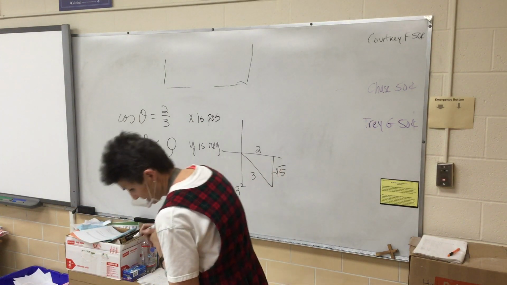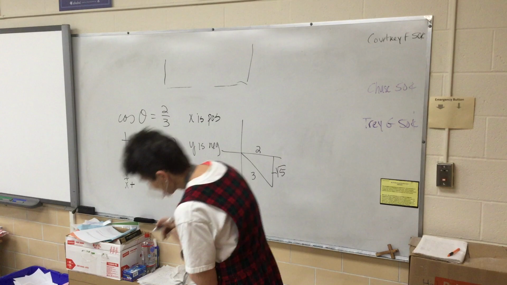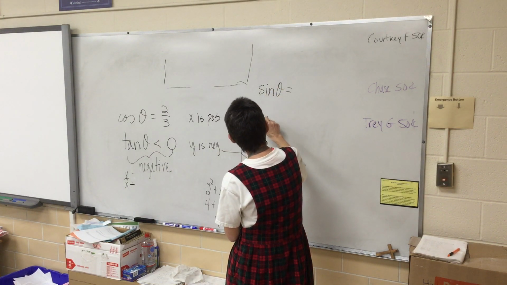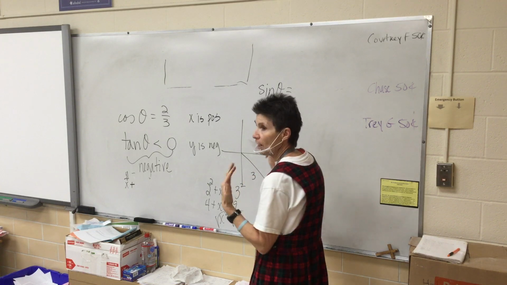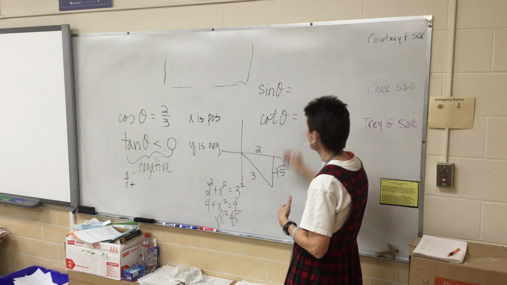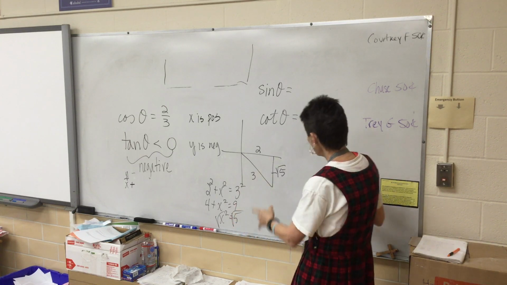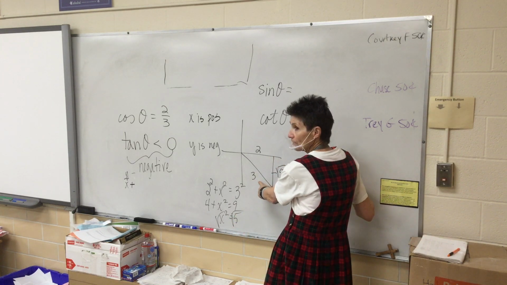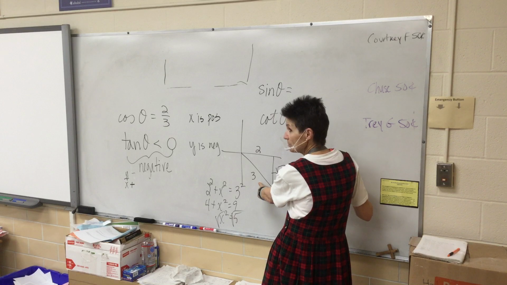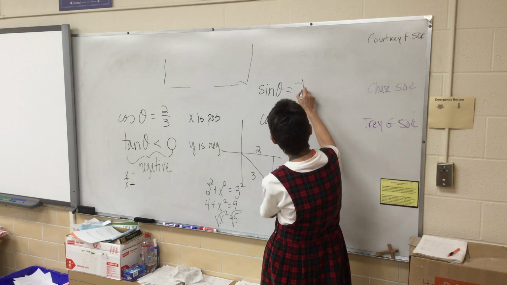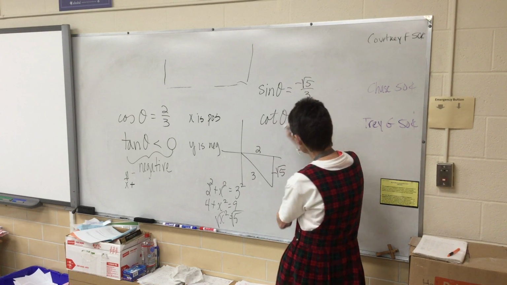Now, the question says, tell me what the sine and the cotangent are. Well, this is like those fill-in-the-blank problems, only you're not filling in all of them, you're just filling in these two. So what's the sine? Sine is opposite over hypotenuse. So that'll be negative root 5 over 3.